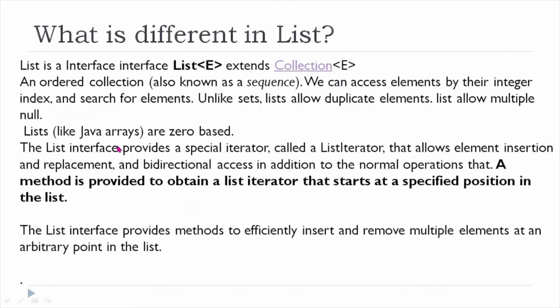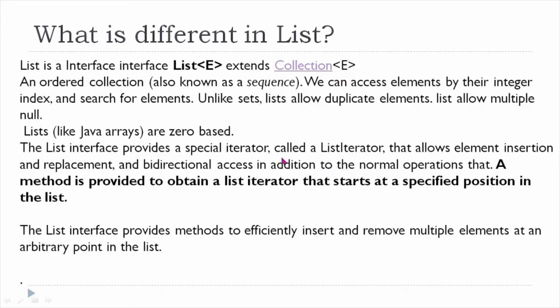What is the difference? List is an interface that extends collection, an ordered collection known as a sequence. We can access elements by their integer index and search for elements. Unlike sets, list allows duplicate elements. So list allows duplicates, but set doesn't allow duplicate elements. List allows multiple nulls. It also allows null elements. List, like Java arrays, is zero based. Its index starts from 0.